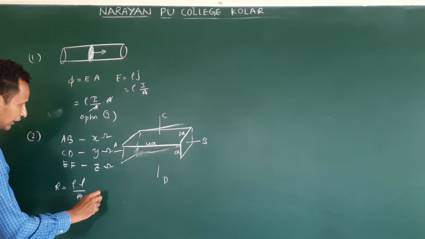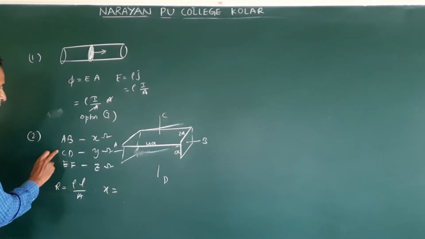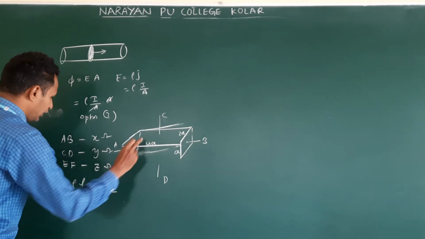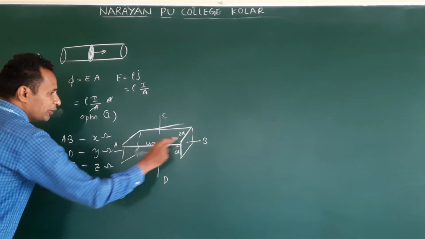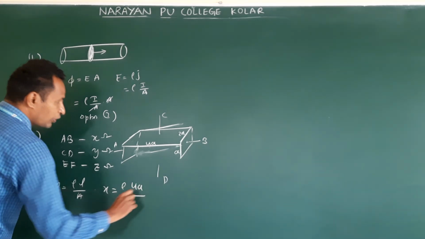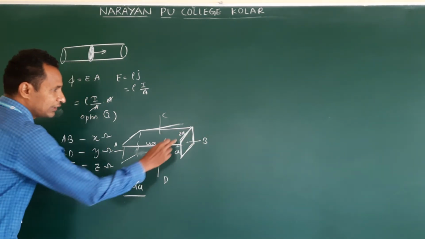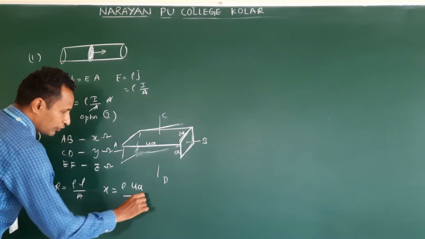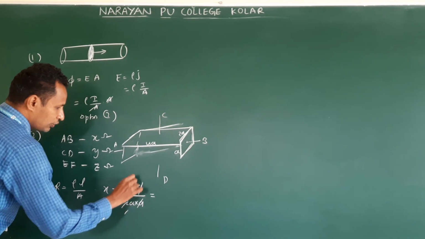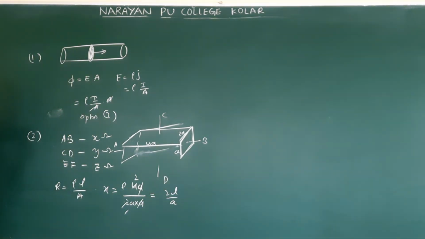Then along AB what will happen? X is equal to the resistance along AB. Rho remains the same for all. Along AB what is the length? 4A. What is the area? For AB this is the area. How do you calculate it? Length into breadth, so this is 2A into A. One A will be cancelled. So X is 2 rho by A.